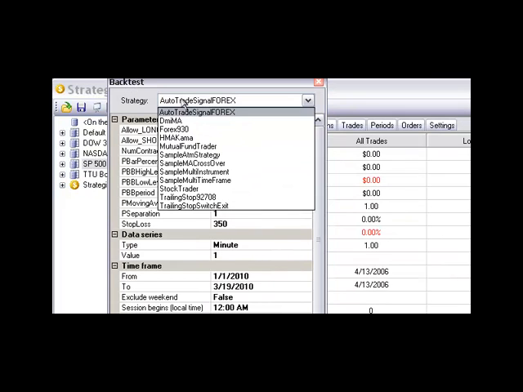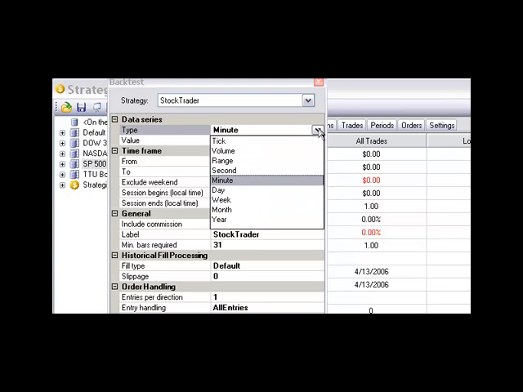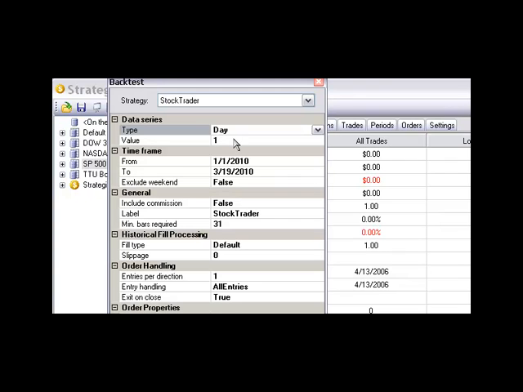And from here, a backtest window comes up, and we'll select the StockTrader strategy to test. Now, we need to change a few settings here because we don't need the minute data, because our strategy only runs on day values. So the end of day value from the Yahoo Financial Service is what we're going to be using. So we'll select the day values, and each bar will represent 1 day.